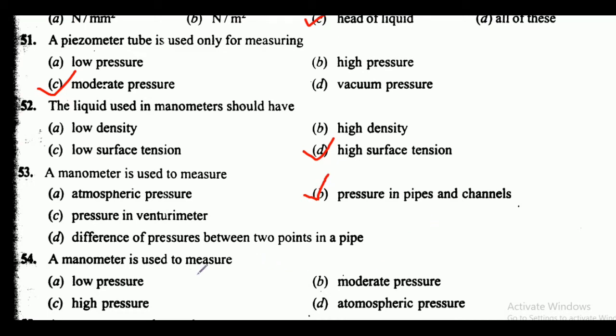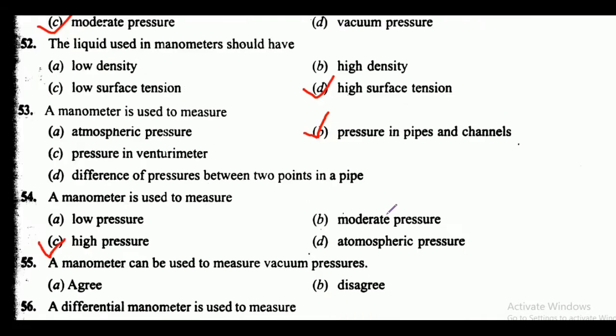Next is a manometer is used to measure. Here friends, options are low pressure, moderate pressure, high pressure, atmospheric pressure. So here friends, correct answer is option C, that is high pressure. A manometer is used to measure high pressure.